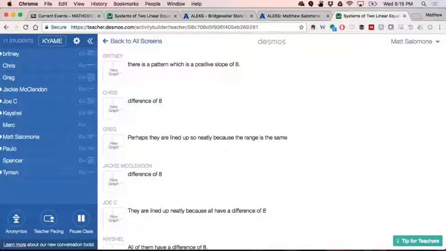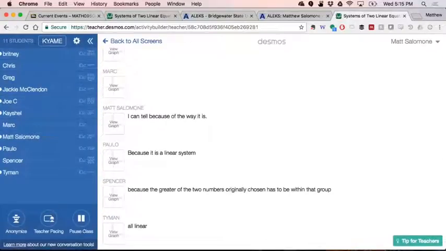Let me scroll down to the bottom. Because it's a linear system. So now you're really trying to look ahead. It's not a system exactly. It's only one equation, but it is linear. And the greater of the two numbers has to be within that group. All linear. Okay, great.